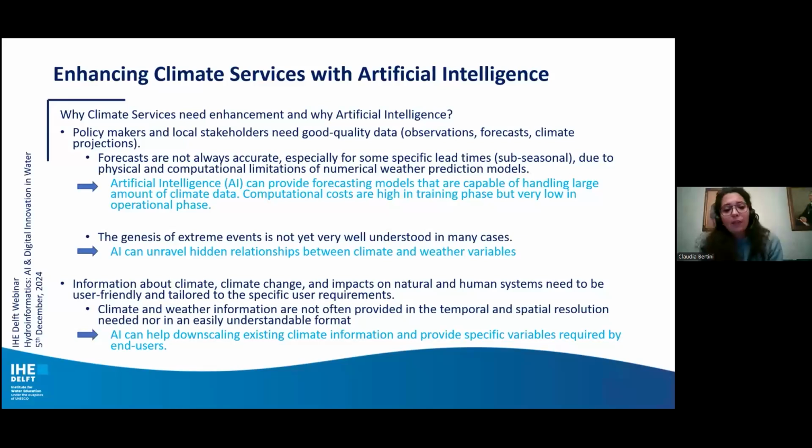And finally, we need information about climate and climate change and extreme events that are tailored for the end users who might not be technical people sometimes. So we need to tailor this information. For instance, sometimes the information that we have about climate and weather is not provided in the spatial or temporal resolution that is needed, or in an easily understandable format. So AI, for instance, can help downscaling this information and provide specific variables required by the end users.